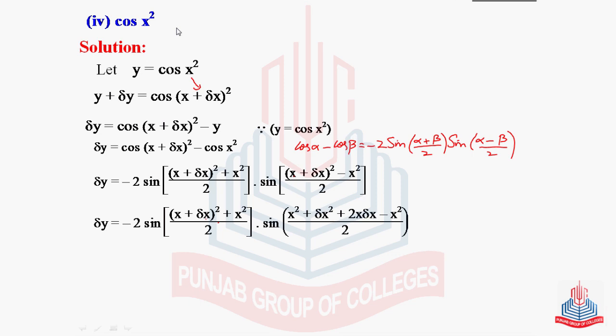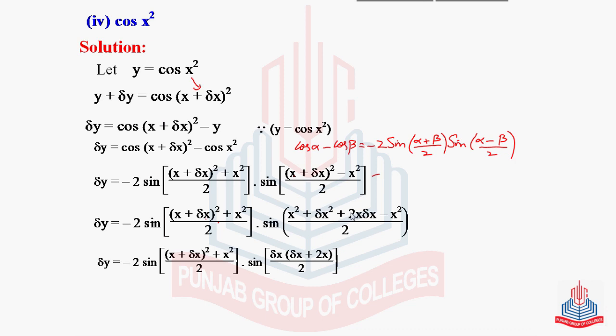To avoid this, we just have to simplify this thing which is not giving an answer. Now the reason is this one, so we have to open this result. This will be as it is, and we just have to simplify x plus delta x whole square minus x square. Now this one, delta y equals minus 2 sine of x plus delta x whole square plus x square divided by 2, will be as it is, and from here x square will be cancelled out, and delta x whole square plus 2x delta x will be taken as a common factor. We have delta x plus 2x divided by 2.